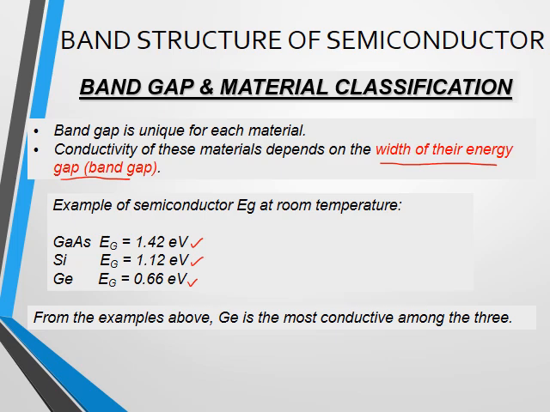From these three examples, the germanium has the narrowest band gap, meaning that among these three, germanium is the most conductive. This means germanium needs only a low voltage to turn it into a conductor. Or in other words, if germanium is used as a transistor, it needs only low voltage to turn it on compared to silicon and gallium arsenide.